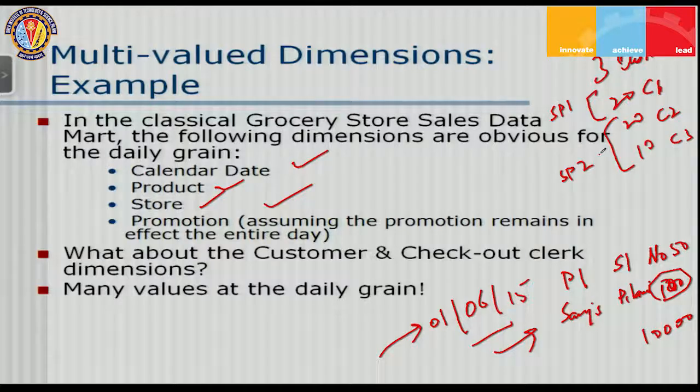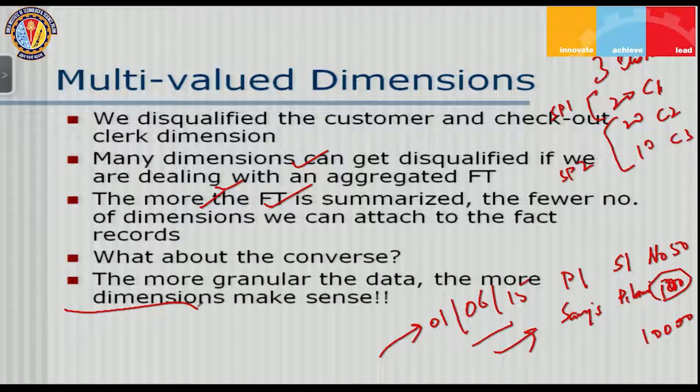Typically you will see many values at the daily grain: many customers associated with one row, and many salespersons associated with one row. So how do we model the situation? There are some solutions which I wanted to discuss, although I have told you the main solution for this particular problem, that is, use bridge tables.